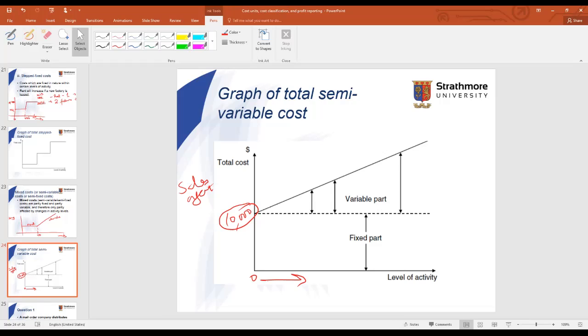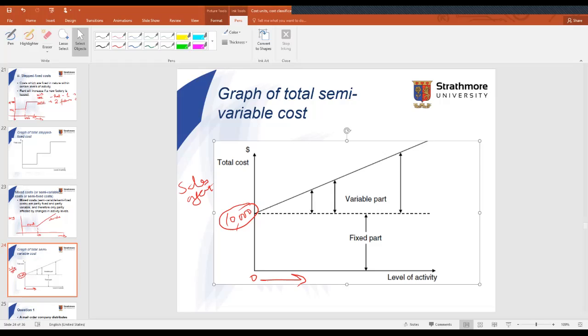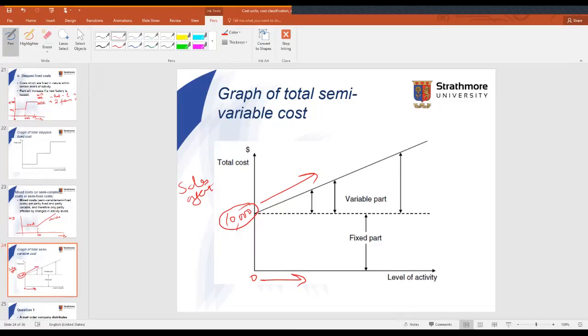So beyond 0, if they produce 1 unit, then they're paid a commission on that extra unit going forward. So the variable cost element starts immediately once they start making sales. There is no requirement, like in the previous case, that they must make a sale of at least 10 units. The commission is on every unit they sell. So they have the fixed part here, and you have the variable part at the end.